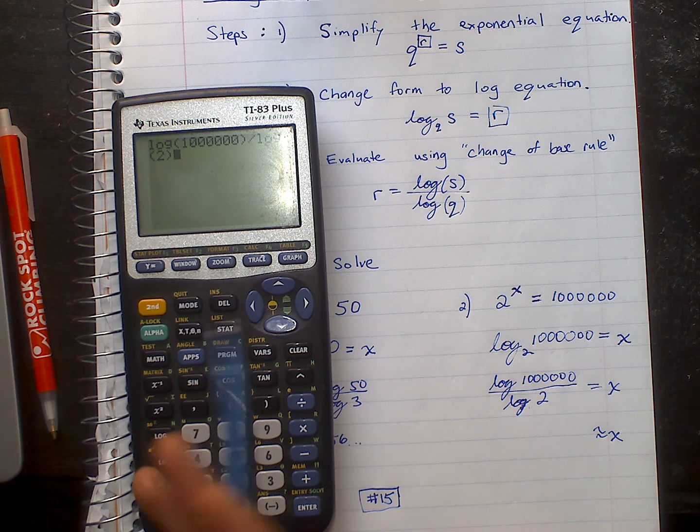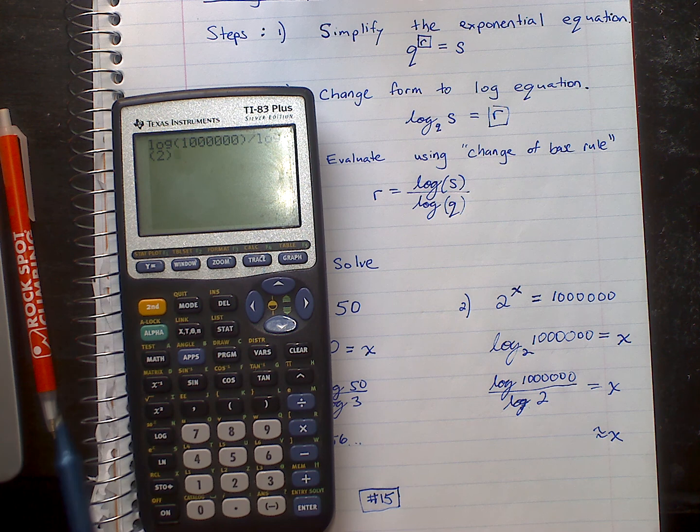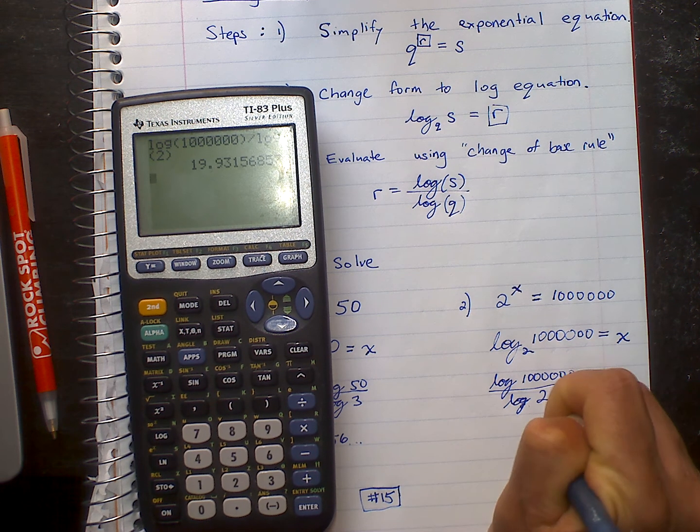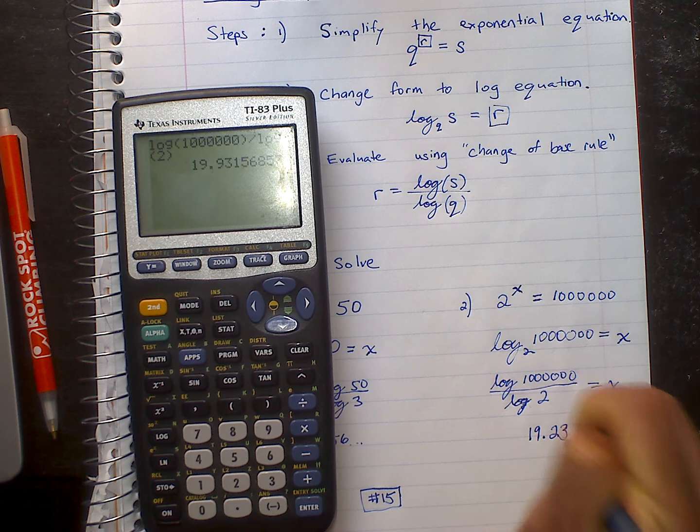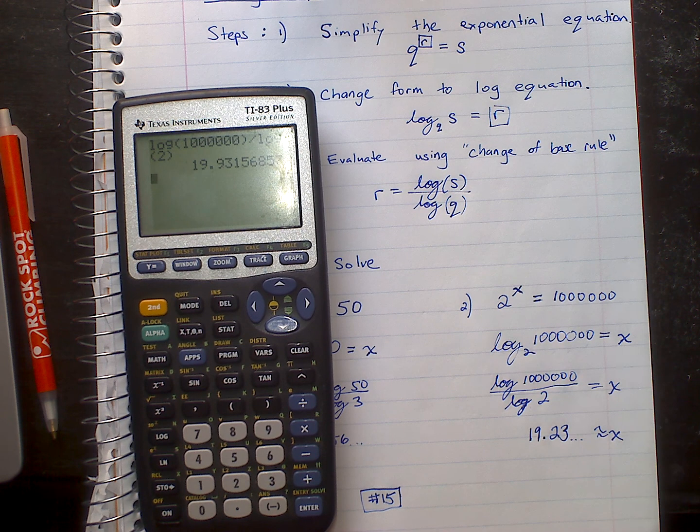If you're doing this on the Google calculator, it is the exact same order and the same parentheses, in case you don't have a graphing calculator at home. There we have it. It is approximately 19.23. Follow those 3 steps to solve exponential equations by changing the form to logs.